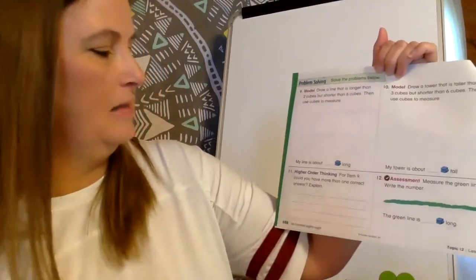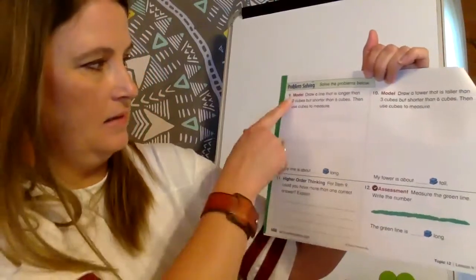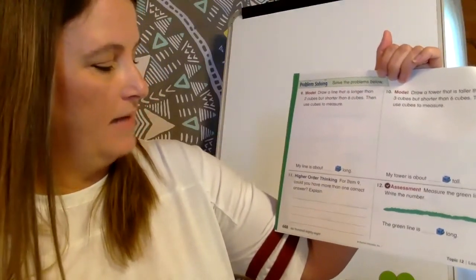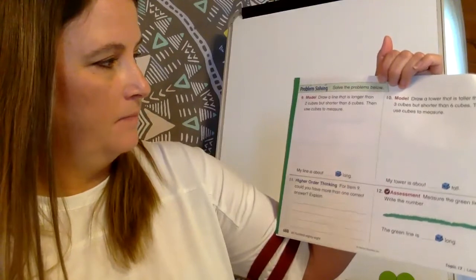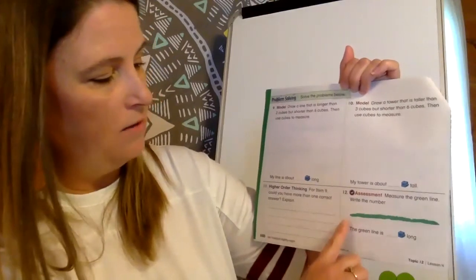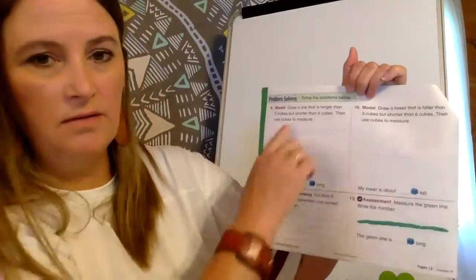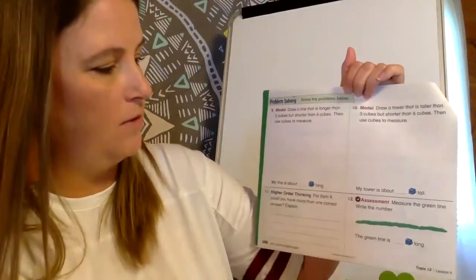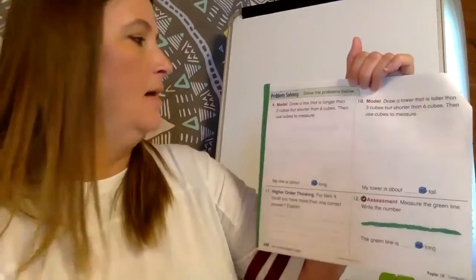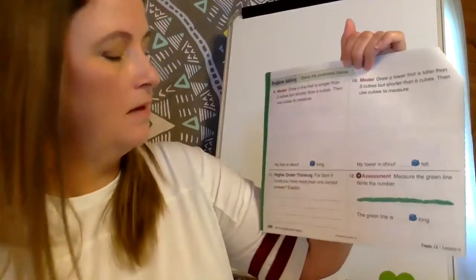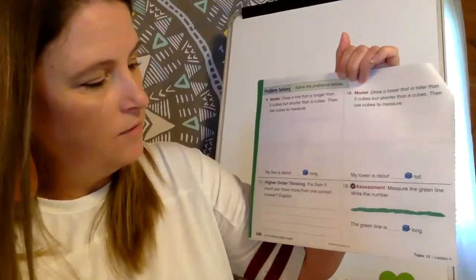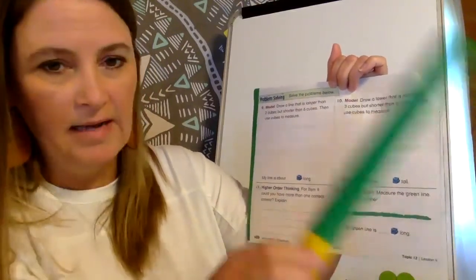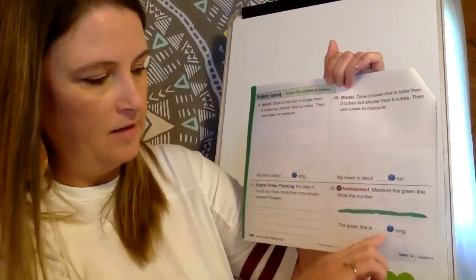Number 11 says, for item 9, and that's this one, could you have more than one correct answer and explain? Okay, and then on number 12, it's going to depend on what you use here to do that or what you draw. Okay, sorry. Number 12, you're going to measure the green line and write the number. So you'll measure the green line with the cubes and then write the number of how many cubes long it is.